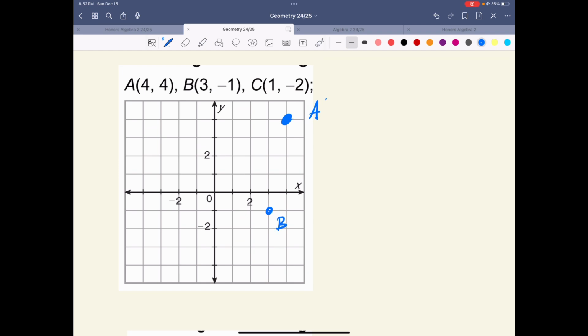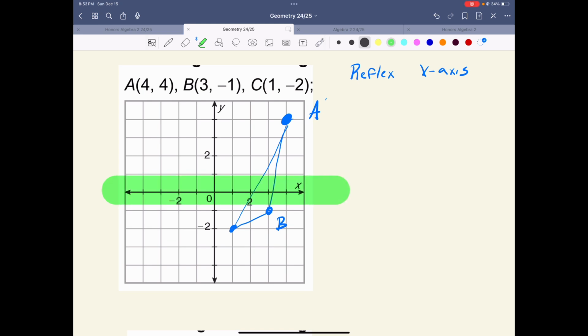And C is at 1, negative 2, which is right there. If we wanted to draw this, the figure is going to look just like this. And the first thing we're going to do is take this and reflect it across the x-axis. Okay, so our x-axis, we highlighted it in green. This is our x-axis. So remember what it means to reflect across the x-axis.